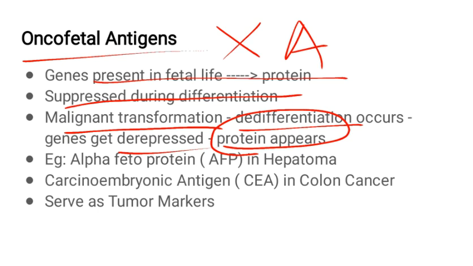Okay, examples of such proteins are alpha fetoprotein, AFP, in case of hepatoma, and carcinoembryonic antigen, abbreviated as CEA, which appears in case of colon cancer. So these oncofetal proteins are very good tumor markers, right?